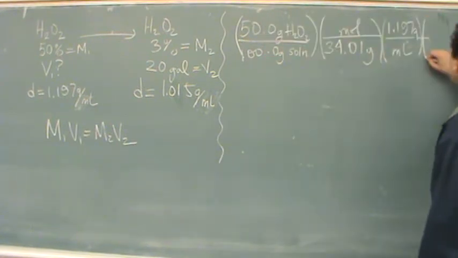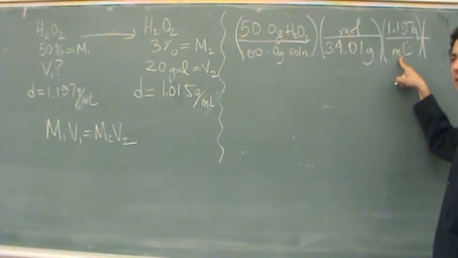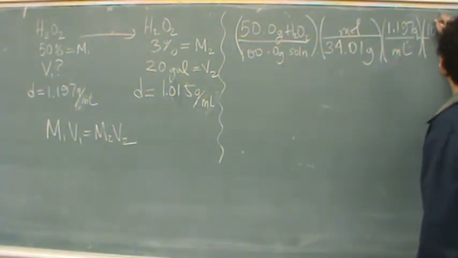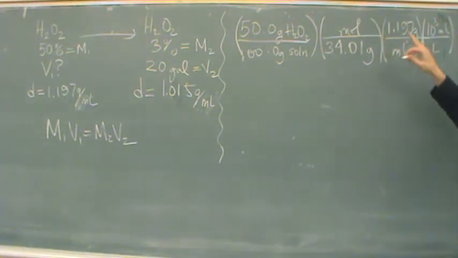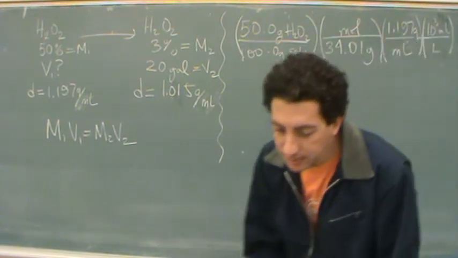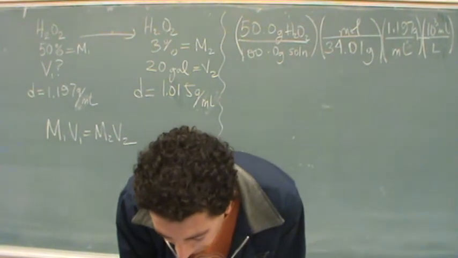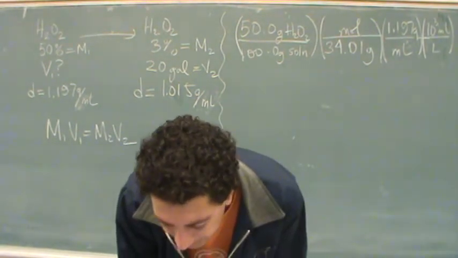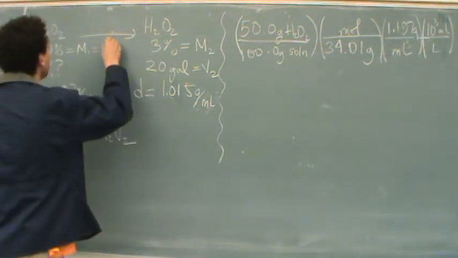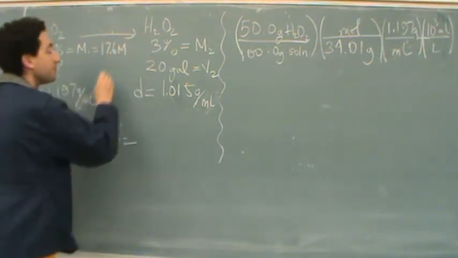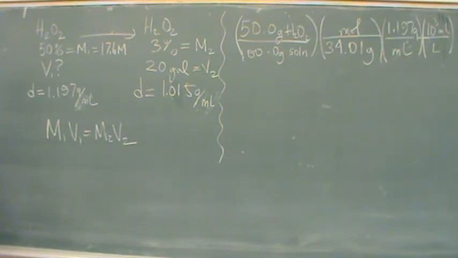Then there's just one more step. I don't want milliliters down here, I want liters. So it's 10 cubed milliliters per liter. And so now all I'm left with is moles per liter for the 50% solution. And that turns out to be 17.6 molar. Okay so far? Yeah. Okay.